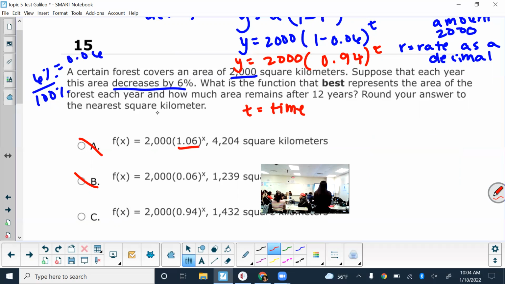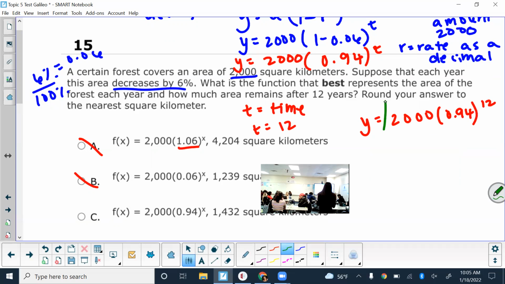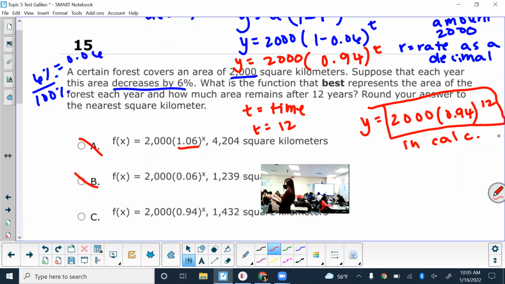But then they want you to find how much area remains after 12 years. So that means T is going to equal 12. Here it is written with the T is 12. And then all you have to do now is take what's to the right side of the equal sign and put that in your calculator. If you don't like the Galileo calculator, well, guess what? You don't have to use it on your retake. You can use it as well.